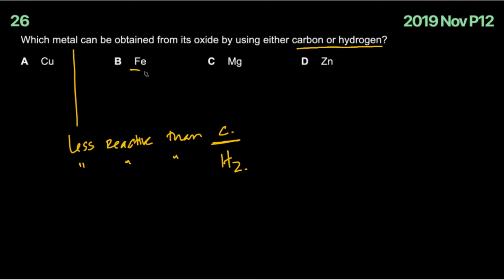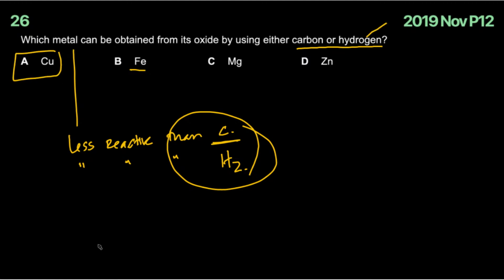People see carbon and then think iron. That's why that's wrong. It has to be less reactive than both. So the only thing less reactive than hydrogen here is copper. And what happens is, with copper oxide, you put hydrogen gas, hydrogen becomes water, and copper metal is formed. That's a very easy way of forming copper. Cheaper than this.